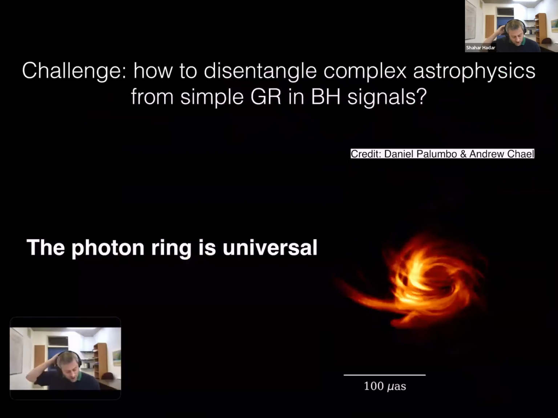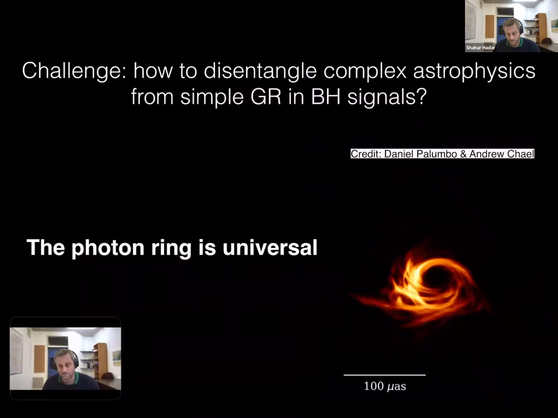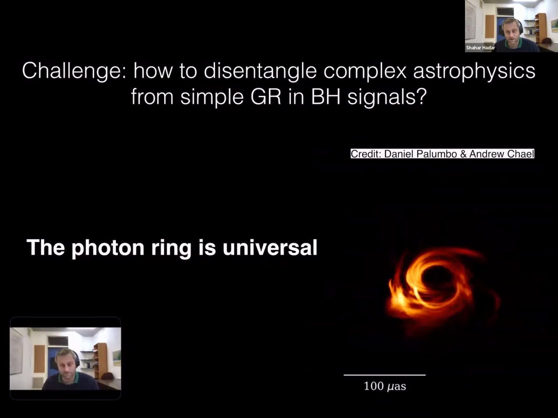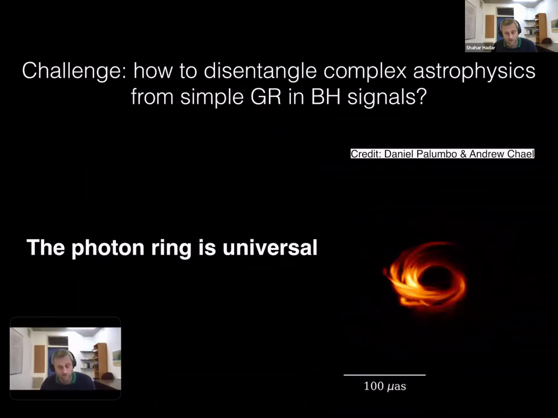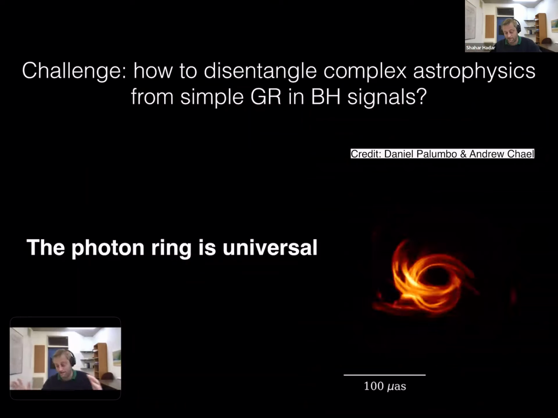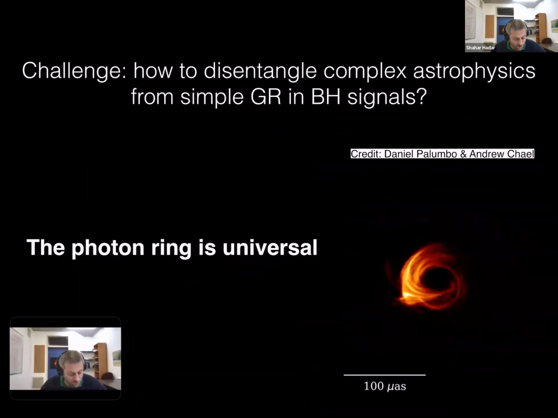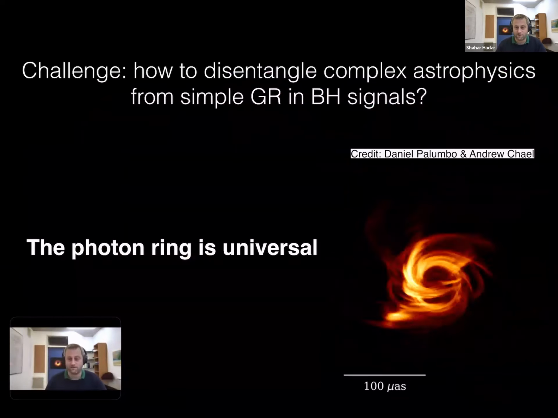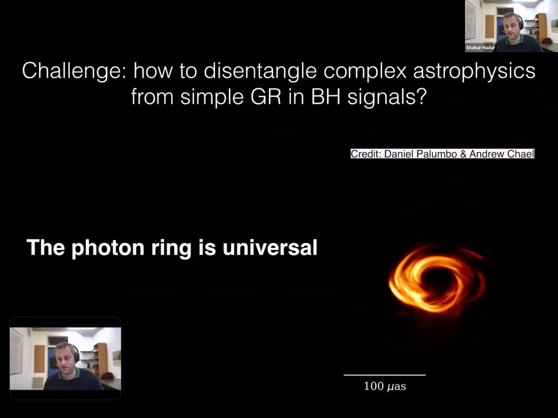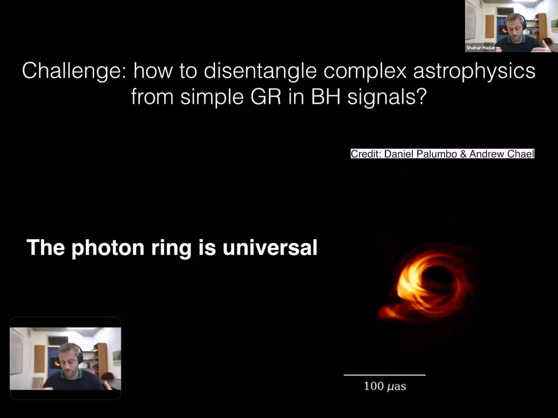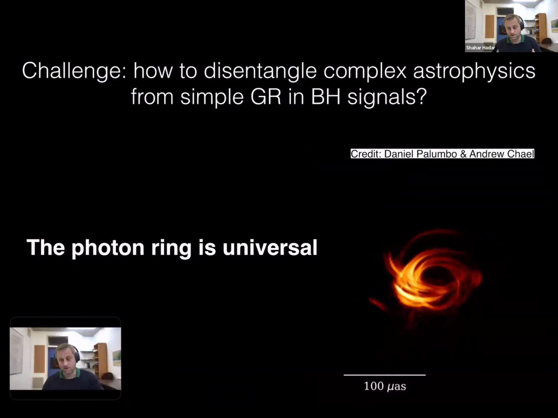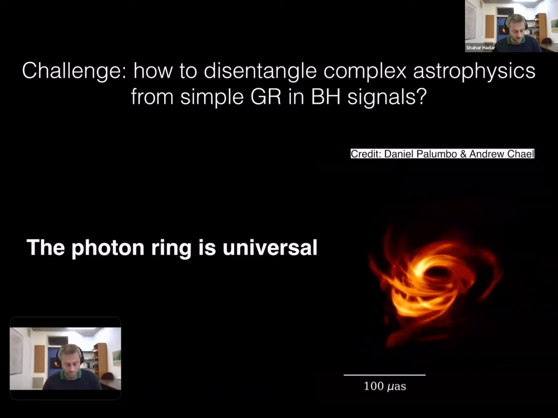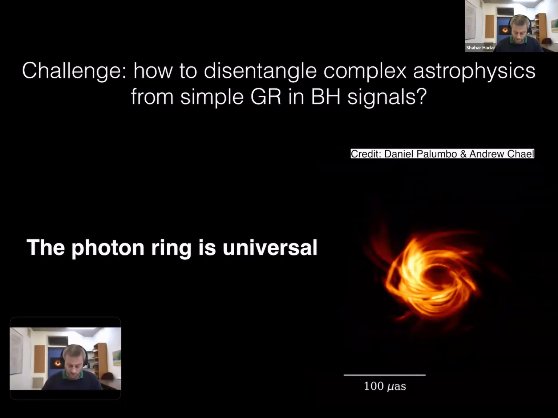As I was saying, the challenge is how to disentangle this complex astrophysics from the simple general relativity in order to boost our observations. The line of observation that I will be interested in today is the black hole itself, understanding what its mass is, what its spin is, and what the geometry is. Even if we know the mass, spin and inclination, we can start seeing if the predictions of GR, given these parameters, are satisfied. So we can try to test general relativity.